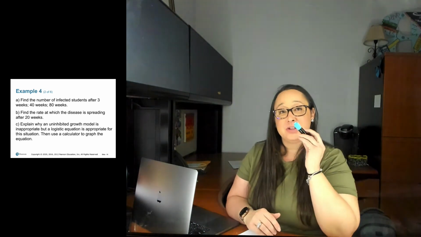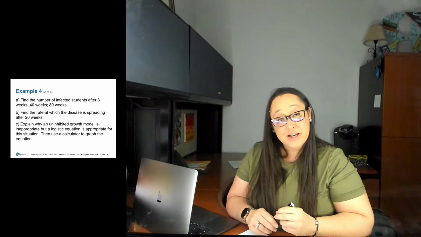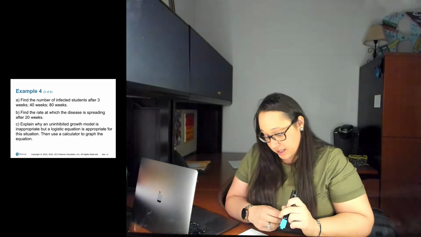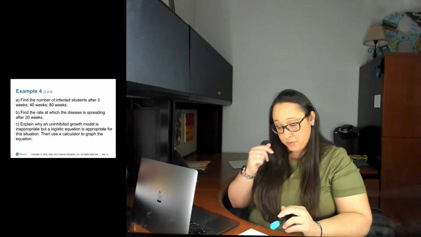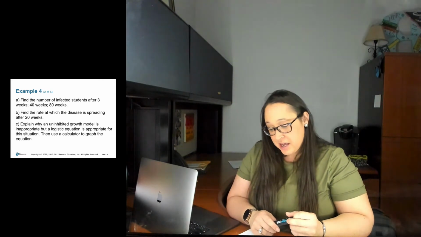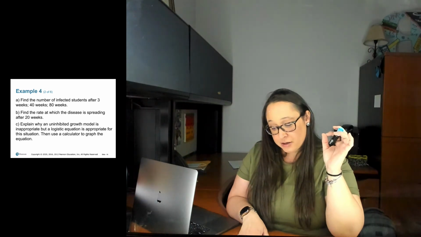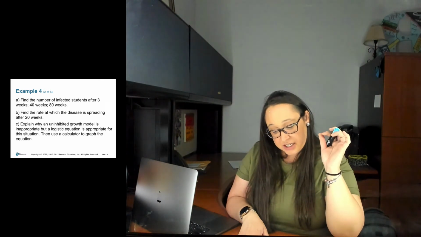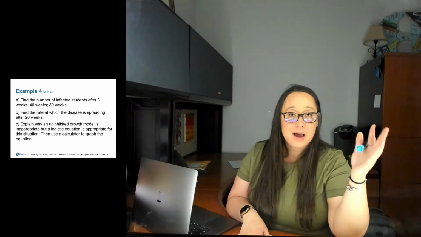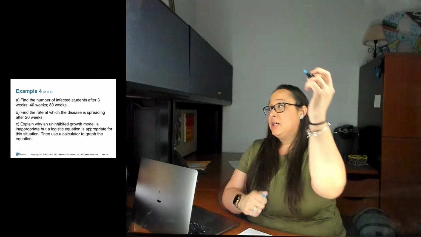So using that information, we want to answer these 3 questions. Part A, it says find the number of infected students after 3 weeks, 40 weeks, and 80 weeks. And then part B, we want to find the rate at which the disease is spreading after 20 weeks. And then we want to explain why an uninhibited growth is inappropriate, but a logistic equation is appropriate for this situation. And of course, you guys can use a calculator to graph this so that you can look at it and see what's going on. So let's jump into this.